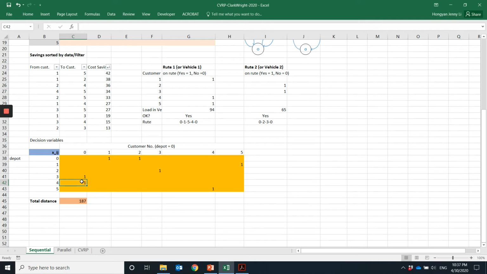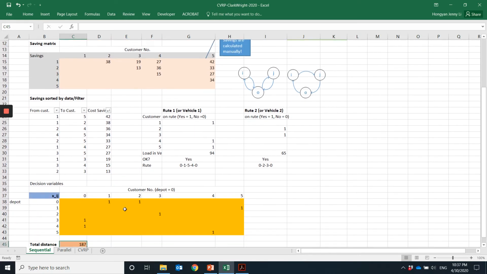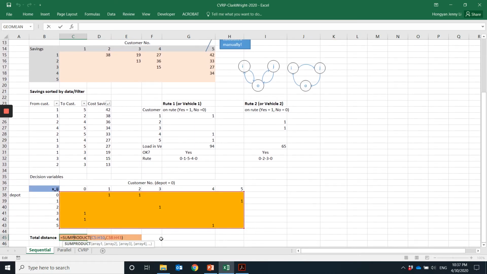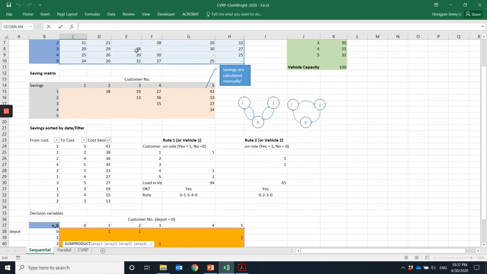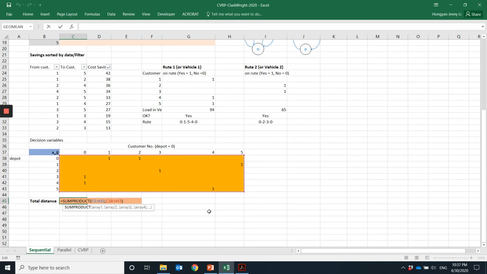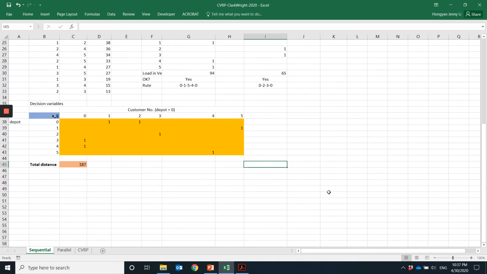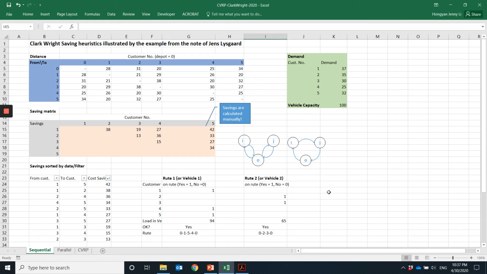I have the second vehicle start again from the depot to customer 2, customer 2 to customer 3, and customer 3 comes back to the depot. So that's how I put these values into this matrix. So I can calculate the total distance or total cost based on the cost parameter and your final decision. So that's how we use this heuristic method to solve the capacitated vehicle routing problem.